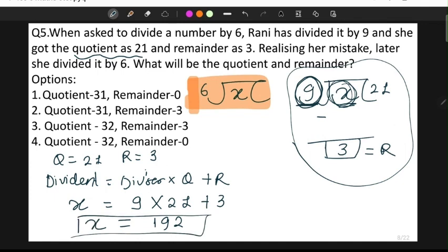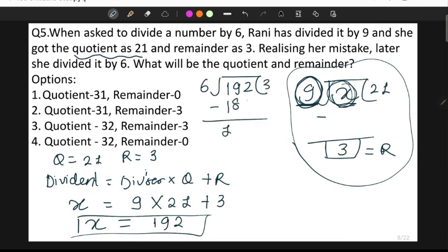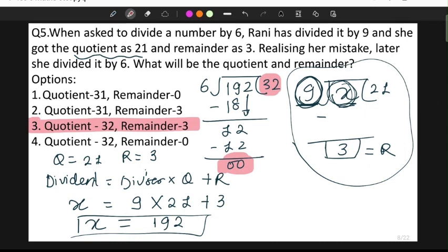Now we will divide that number by 6, which she actually wanted to do but did not. So 192 divided by 6: 6 3s are 18, 1 left, 2 comes downwards, 6 2s are 12, so 0. What is the quotient that Rani got after dividing the number by 6? The quotient is 32 and the remainder is 0. So option C is the correct answer for the given question. In this way we have found the answer. If you are not able to understand, please rewind the video and watch the solution once again.